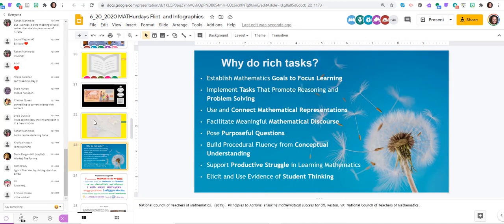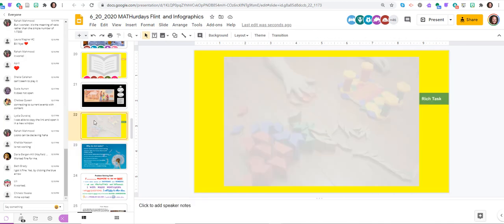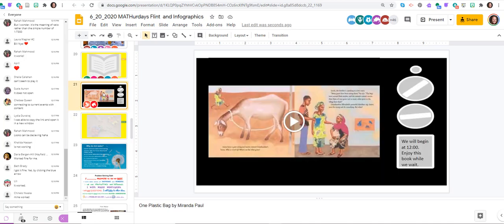If you come to the task bookmark slide, there's a connection to literacy. I played this at the beginning and you can watch this at another time, but there's a connection to a book called One Plastic Bag about how a girl uses trash of plastic bags to crochet purses and then sell them in her community. It's a true story and it connects to this environmental task here.